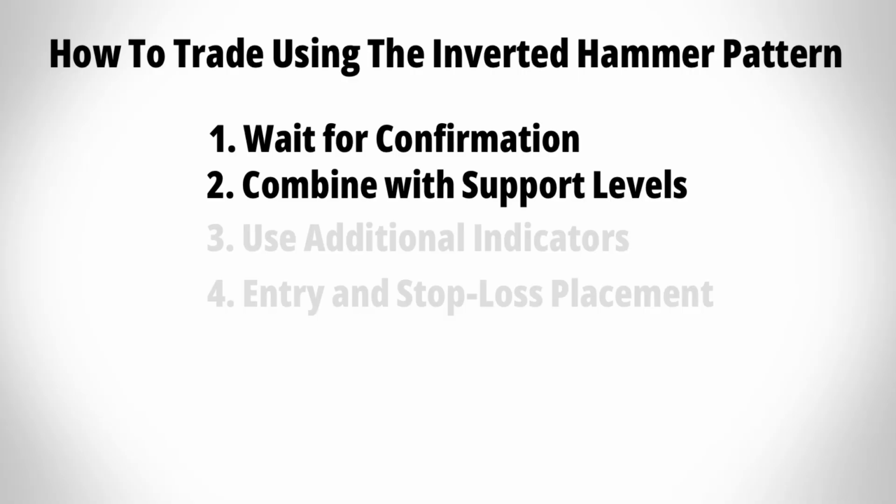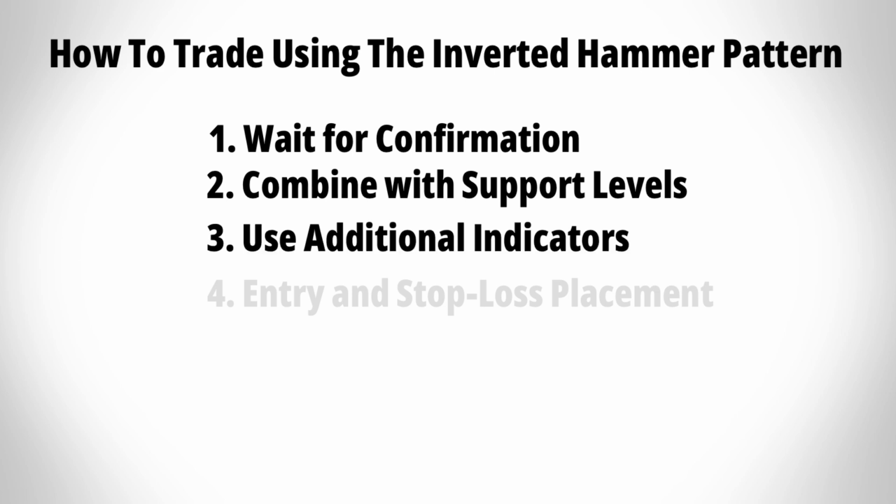You also want to combine the inverted hammer with support. An inverted hammer that forms near a significant support zone is more reliable. Like I already said for other candlestick patterns, you want to use indicators, RSI, MACD. You can also use the Fibonacci retracement tool and moving averages. We've talked about all of these indicators on this channel, so we can leave the link in the description, or you can just check out other channel videos.